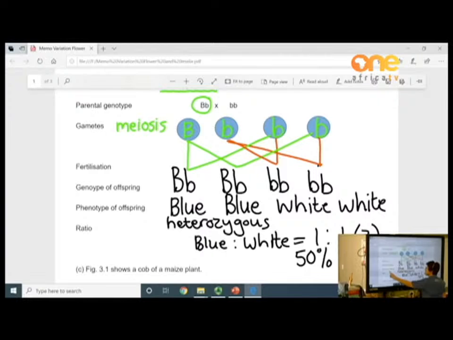The phenotype of the offspring is blue, blue, or white, white. So I can either have a heterozygous blue offspring or a white offspring. If they ask the ratio, this is the ratio. If they ask percentage, 1 out of 2 is 50%.